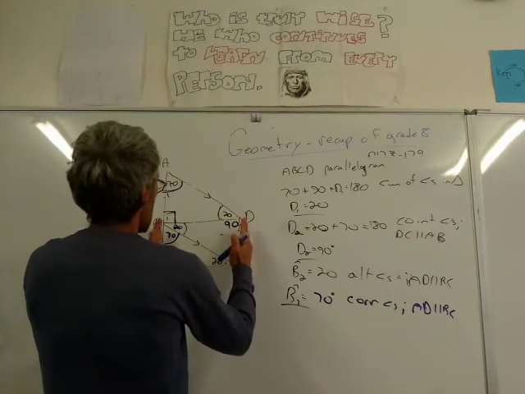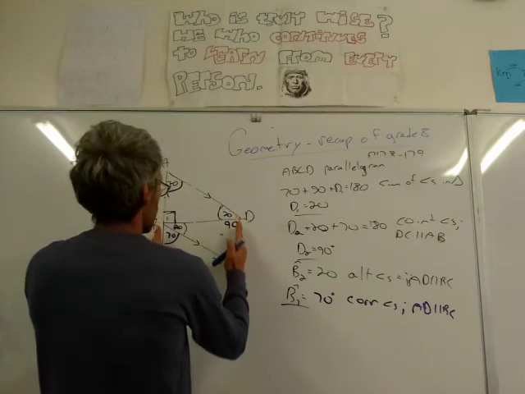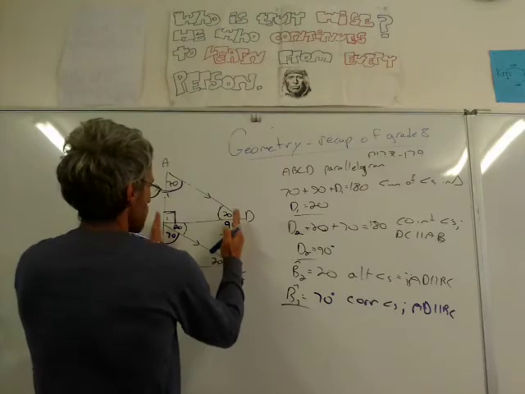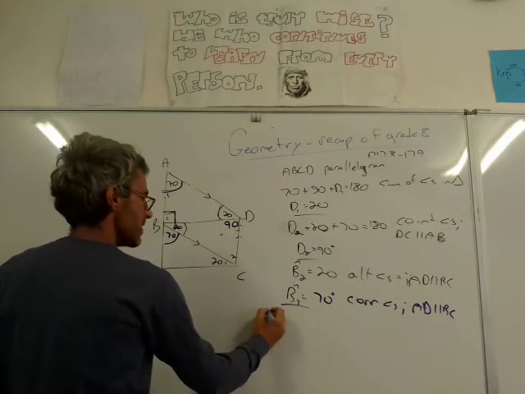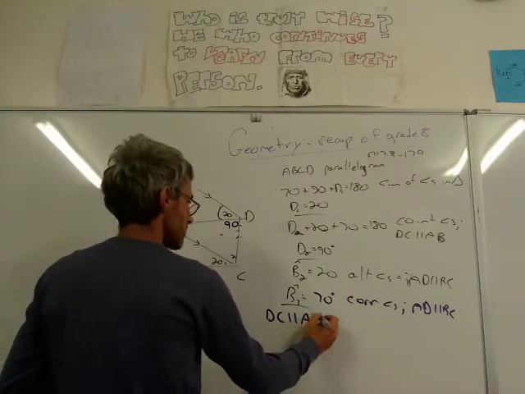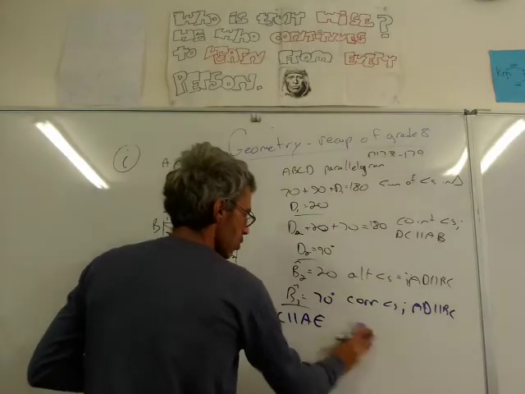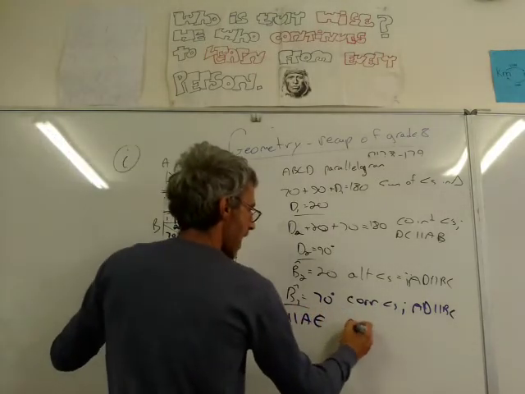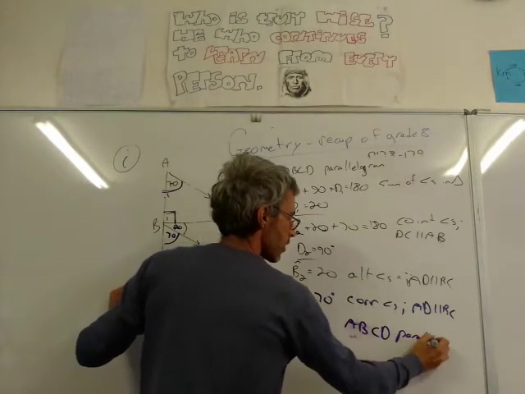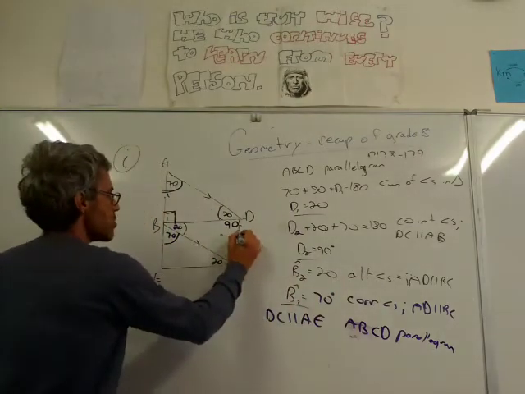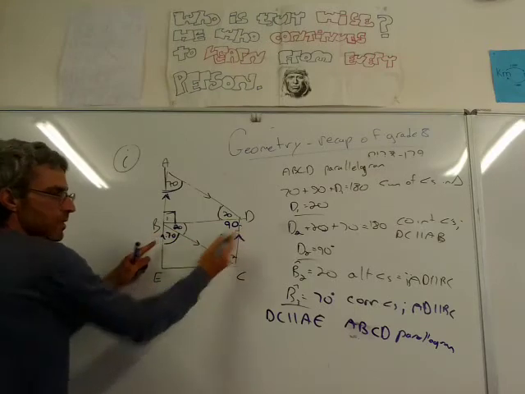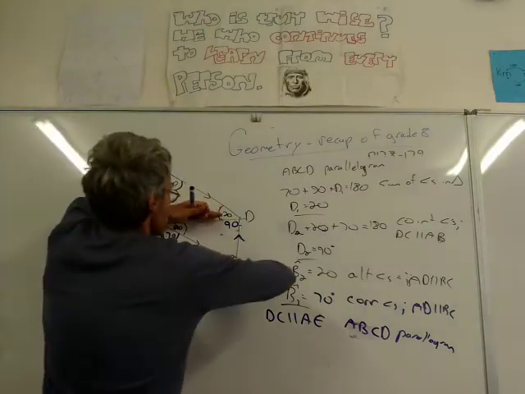Now, I already know that this line is parallel to that. Why? Because this is parallel to that, and this is just a straight line. So I can already say that DC is parallel to AE. And why are they parallel? Because ABCD is a parallelogram. I know that these two are parallel, so this is the same line. So these two are parallel. Now I just want to show that these two are parallel.